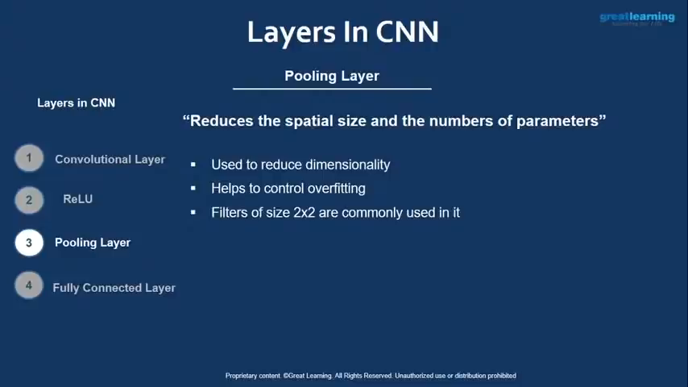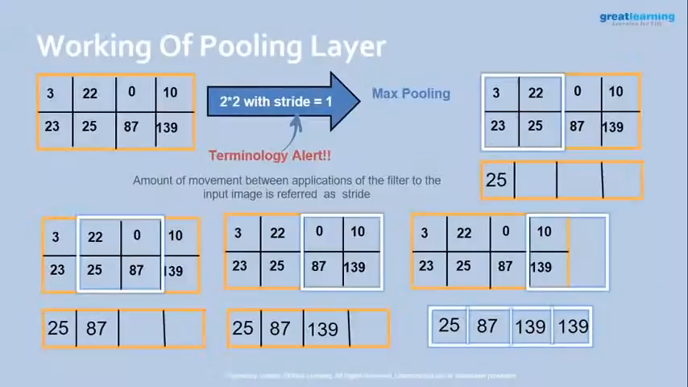And normally we use a filter size of 2x2 for the pooling layer. Now let's have a visualization of how pooling layers work. We have a matrix of 3, 22, 0, 10, 23, 25, 87 and 139. Now we are going to use a 2x2 pooling layer. But what is stride? Stride is basically how your matrix is going to move. If your stride is equal to 1, it will move by 1 column. If your stride is equal to 2, it will move after 2 columns. This is how strides work.